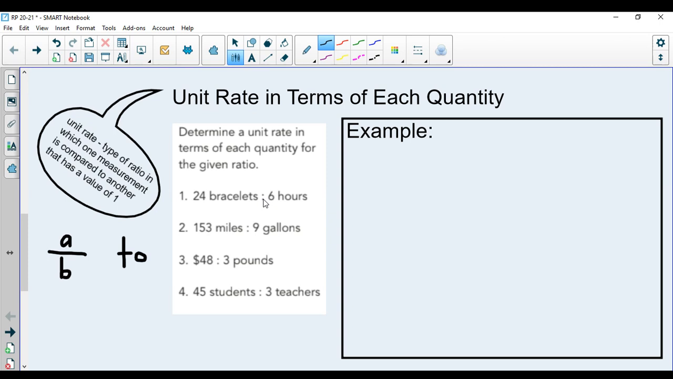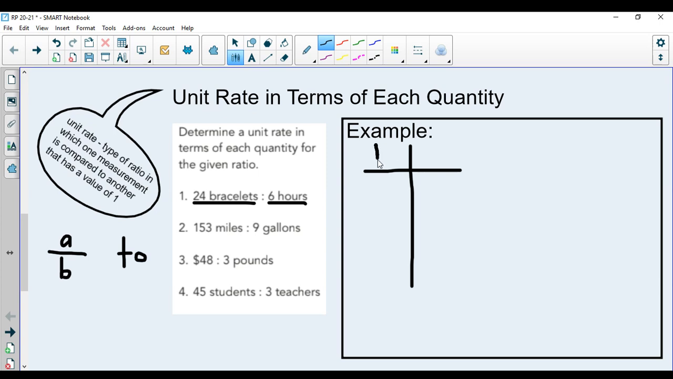So in problem number 1, the 2 different quantities I have are 24 bracelets and then 6 hours. So I know if I'm calculating a unit rate in terms of both, I'm going to have a unit rate that tells me how many bracelets I could make in 1 hour, because again, one of the values is 1. But then I'm also going to find a unit rate for how many hours it would take me to make 1 bracelet. I'm going to use a ratio table to work this out.